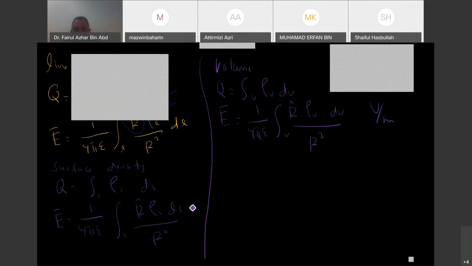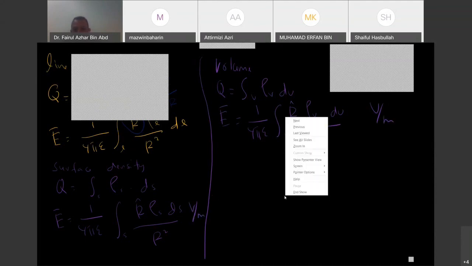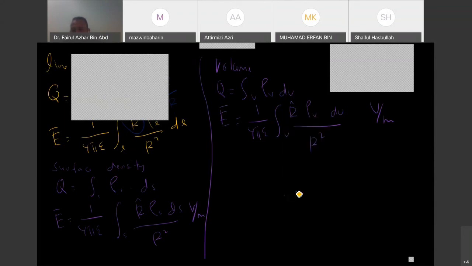Right. So similar to this case, volt per meter. And then this one is also volt per meter.